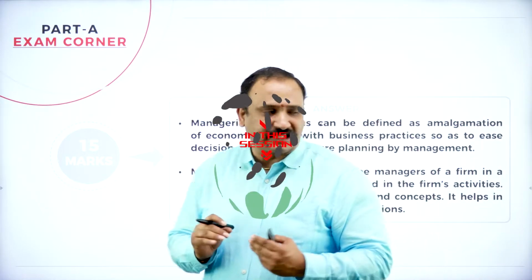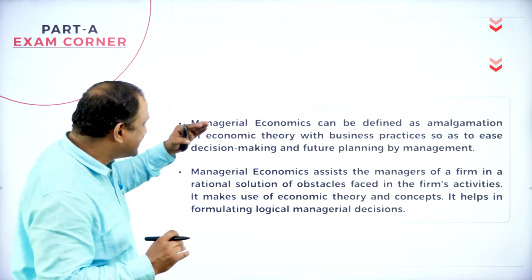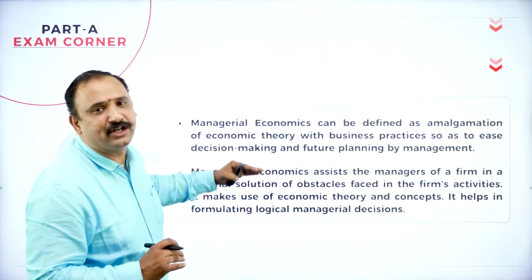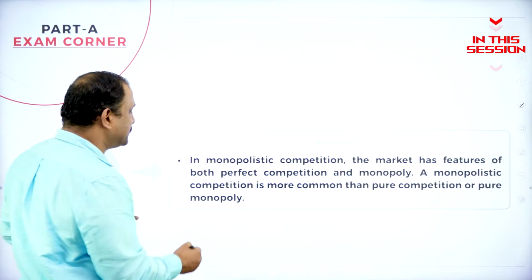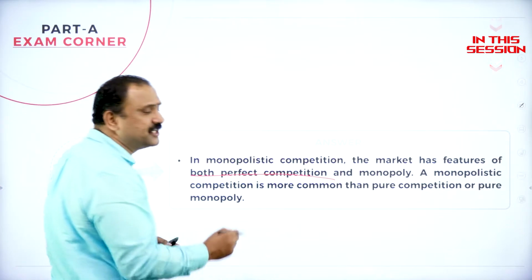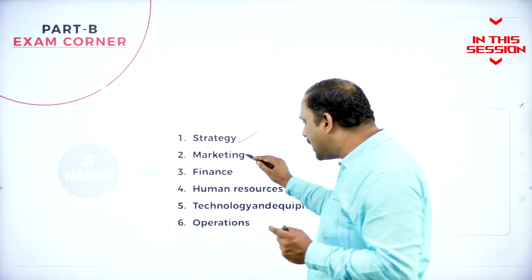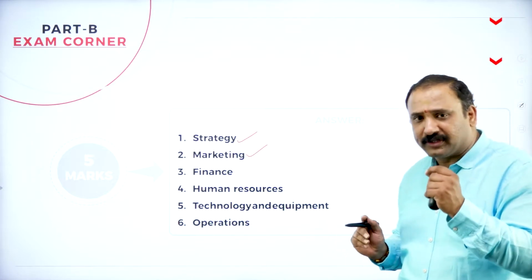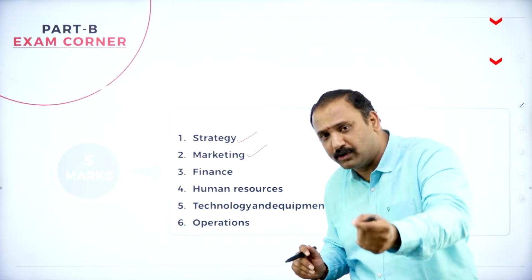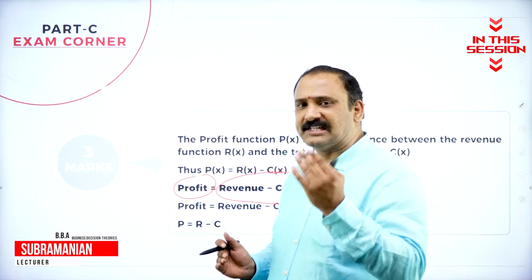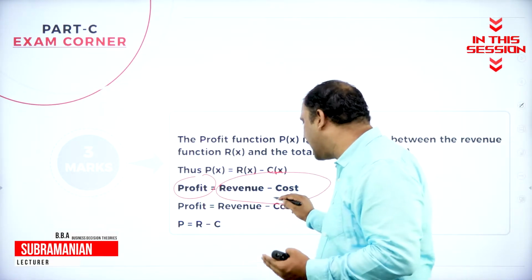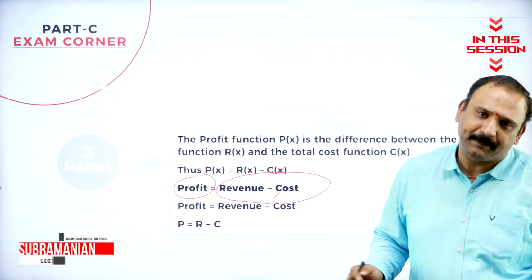Managerial economics can be defined as the amalgamation of economic theories. Monopolistic means the market has features which are both perfect competition and a monopoly. Marketing is a team that will work for the organization in order to promote the products. From the revenue earned, whatever the cost factors we subtract over a period of time, we will be able to generate the profit here.